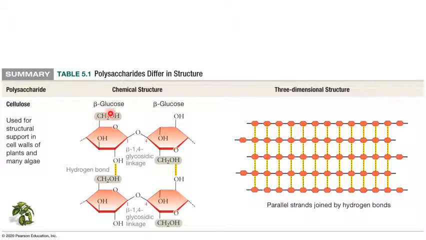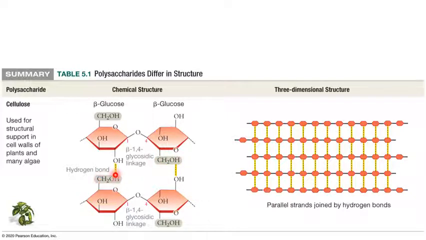So you can see that carbon 6 points up on the first glucose in each of these chains, and that means it's going to point down on the second glucose. Since it's a beta 1,4 glycosidic linkage, each of these glucoses needs to be facing the opposite direction. Because you have some of these 6 carbons facing down, that lets you do hydrogen bonding between adjacent chains.